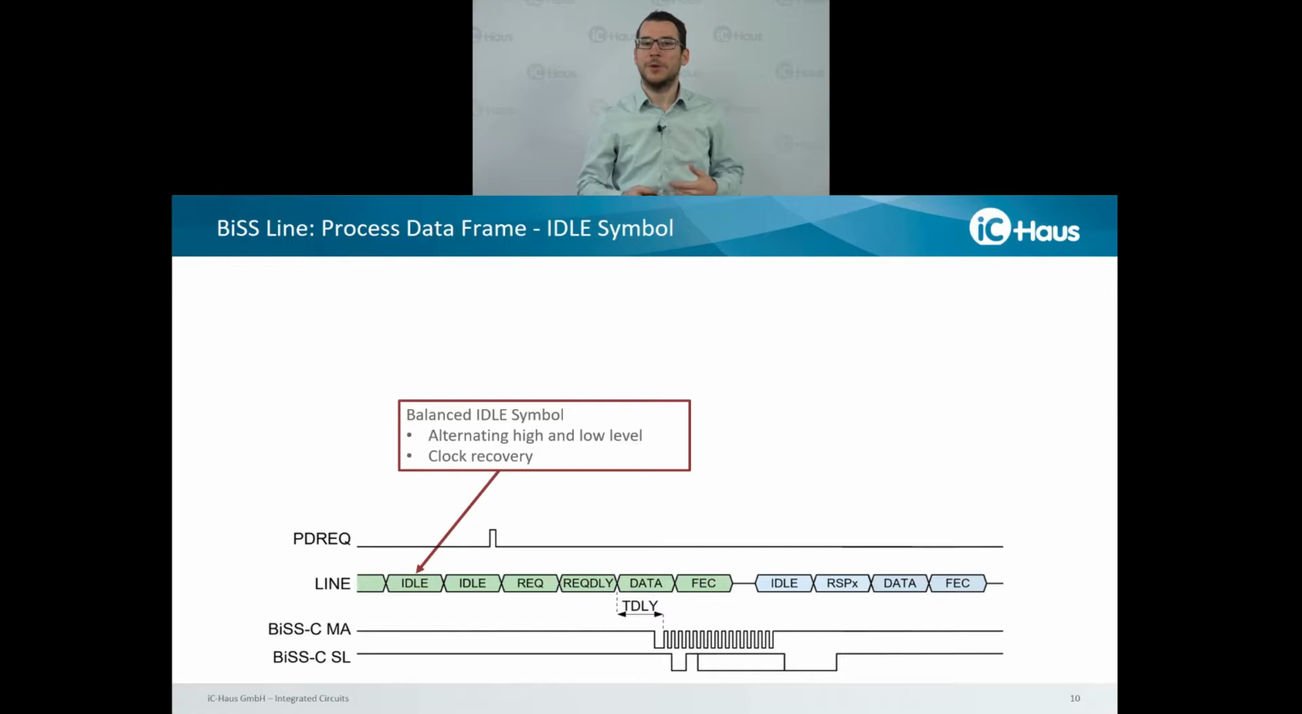As long as there is no active BiSS communication ongoing, the BiSS master will transmit an idle symbol. This idle symbol consists of an alternating high and low level and is used by the other participants for clock recovery.